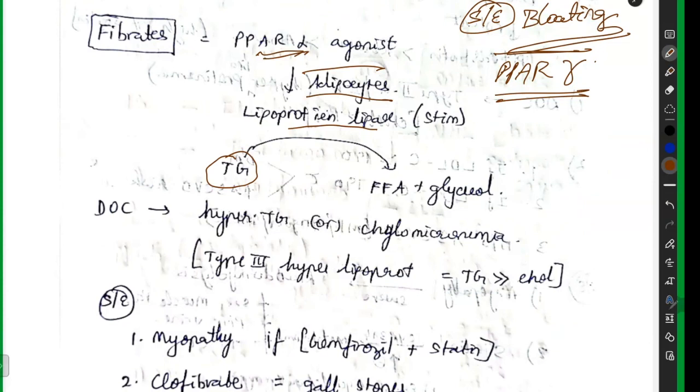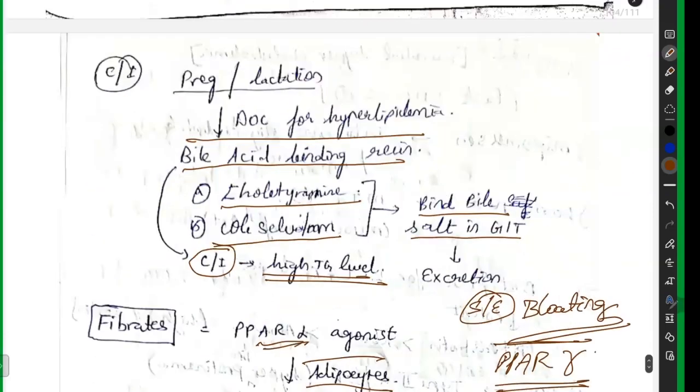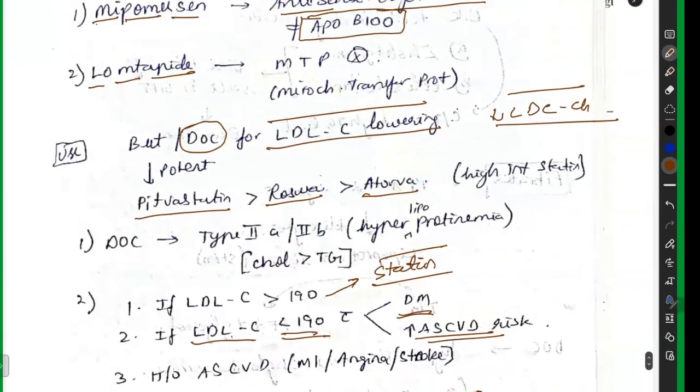Now, what is the drug you're going to give? You're going to give the drug called fibrates. What is the action of these fibrates? Fibrates have a very peculiar action: they activate your PPAR alpha. Whenever there is activation of PPAR alpha, all your triglycerides are going to be broken down into free fatty acid and glycerol. So you can give this in hypertriglyceridemia or chylomicronemia. That is going to be your type 3 lipoproteinemia. In type 3, you're going to give fibrates.